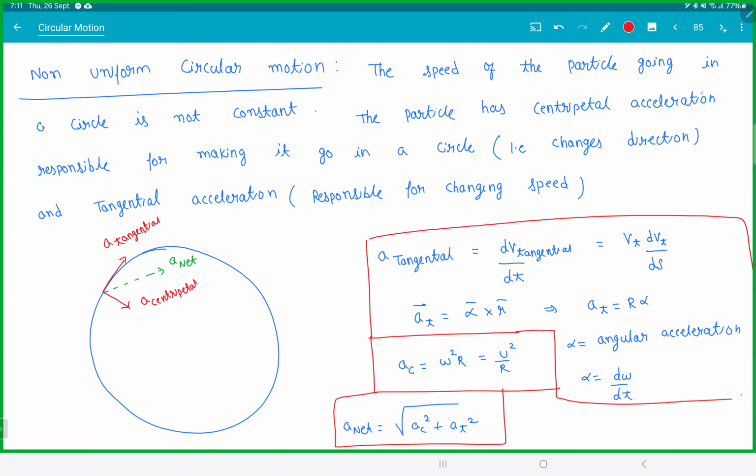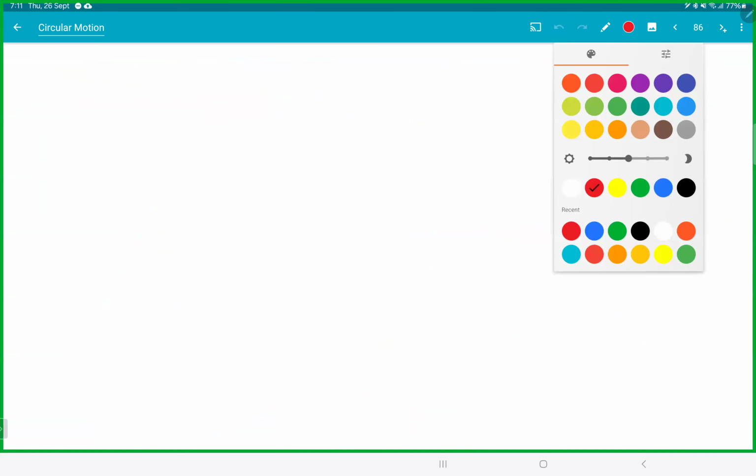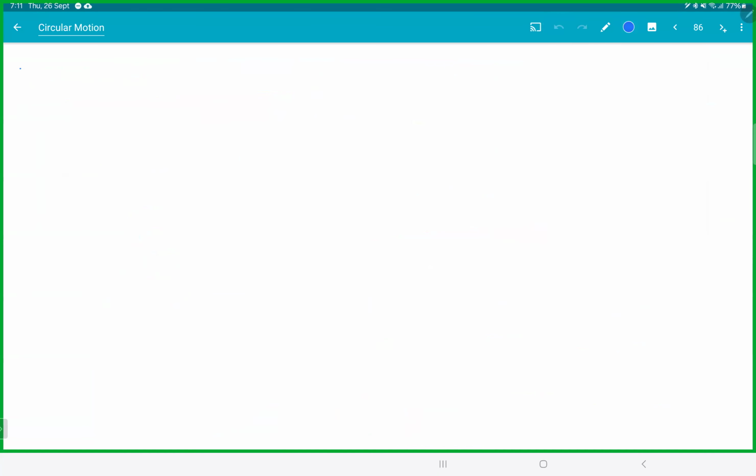So in a non-uniform circular motion, the particle will have two components of acceleration. The centripetal is responsible for changing your direction. The tangential is responsible for changing your magnitude. So let me take an example problem and let's see from here.